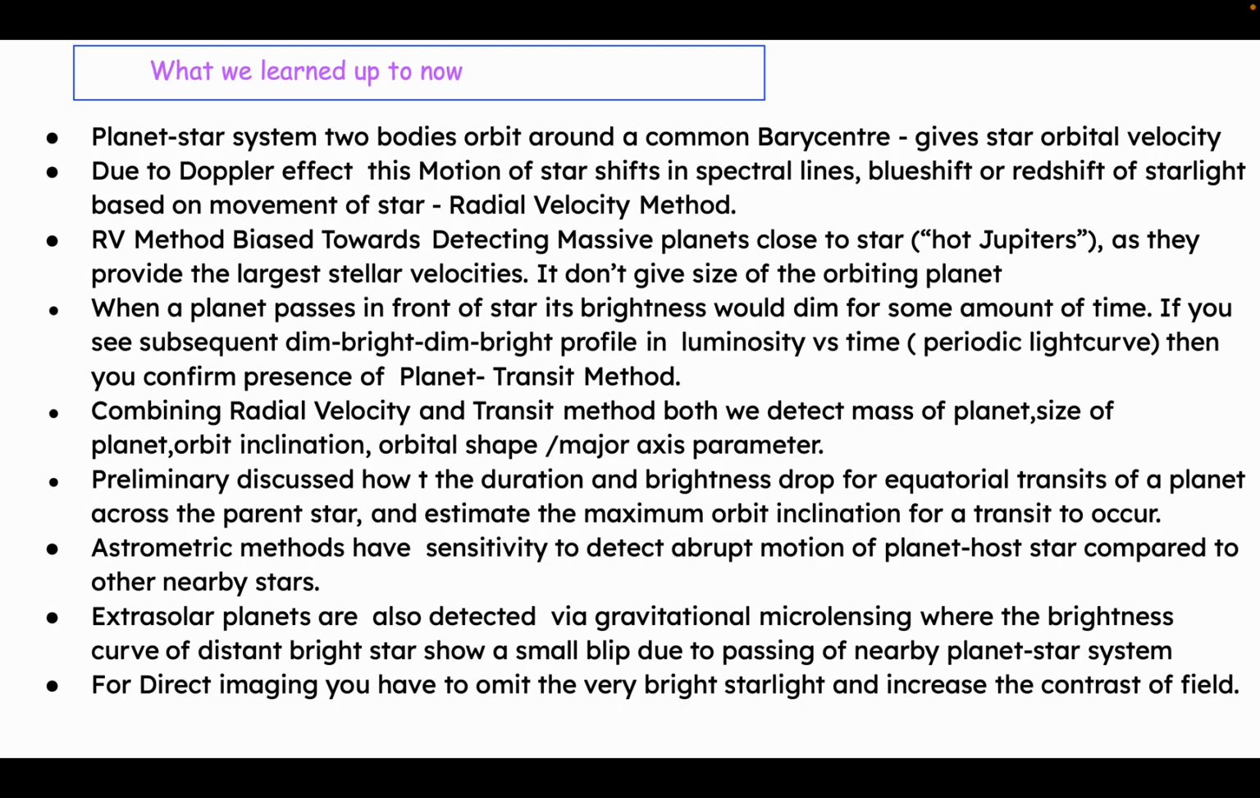And for the direct imaging method, as we discussed, you have to omit the light from the host star in some clever way, and this will increase the contrast of your field and you can detect the planet, which is much fainter than your host star.